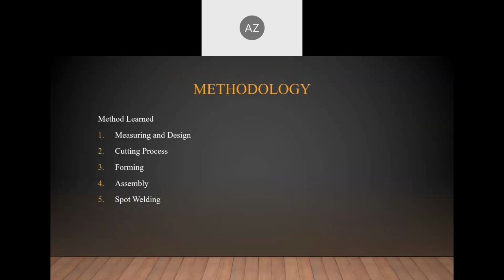Okay, the next slide. 2.0 Methodology. The methods we learned are measuring and design. Measuring includes construction, engineering and manufacturing, and the dimensions of the object and material. Design involves making decisions about the form, function and aesthetic of the object and shape, and often involves sketching and computer-aided design software.